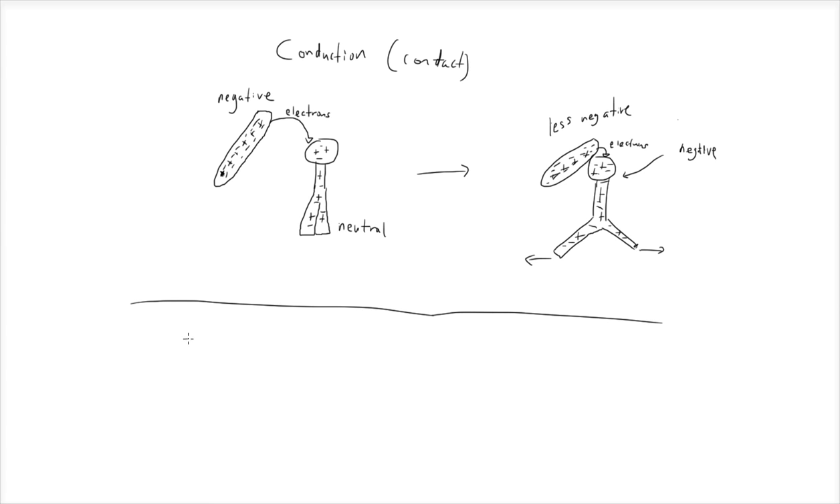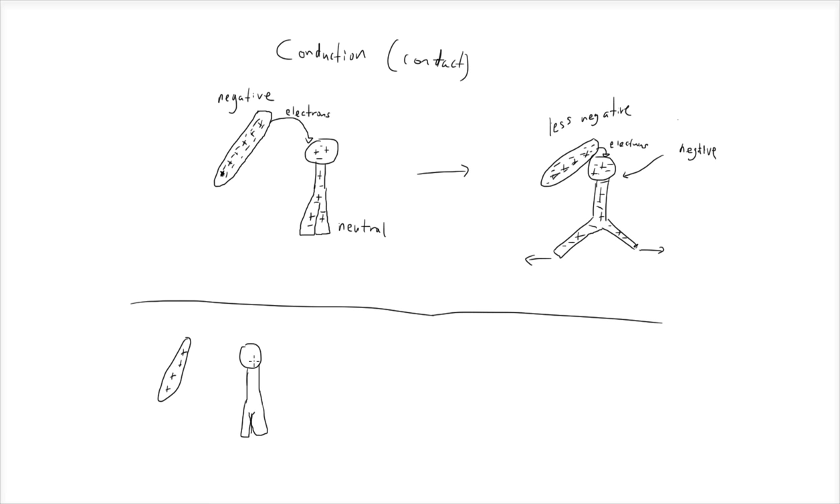It also works if you do the reverse. Say I have a positively charged rod, and I use it to touch a neutral electroscope. Well, instead of the electrons flowing into the electroscope, they'll flow out of the electroscope.